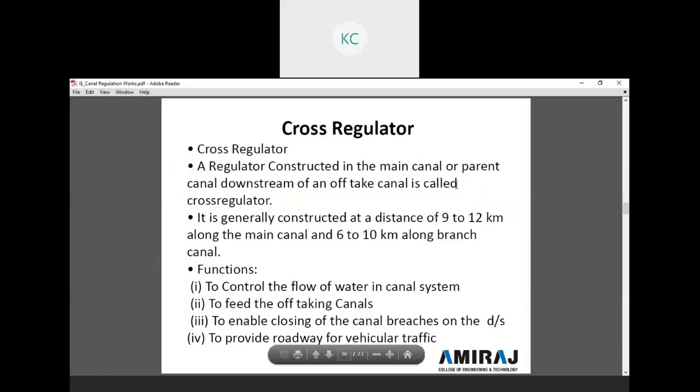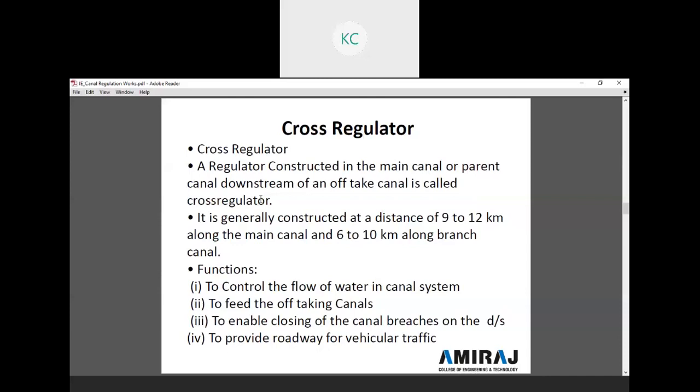So the next one is a cross regulator. A regulator constructed in the main canal or the parent canal downstream of an off-take canal is called the cross regulator. It is generally constructed at a distance of 9 to 12 kilometers along the main canal and 6 to 10 kilometers along the branch canal. So what are the functions of the cross regulator?